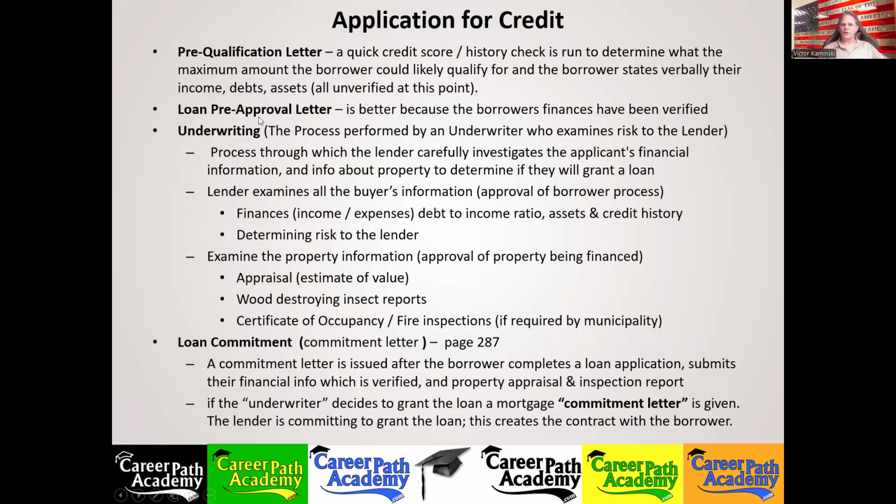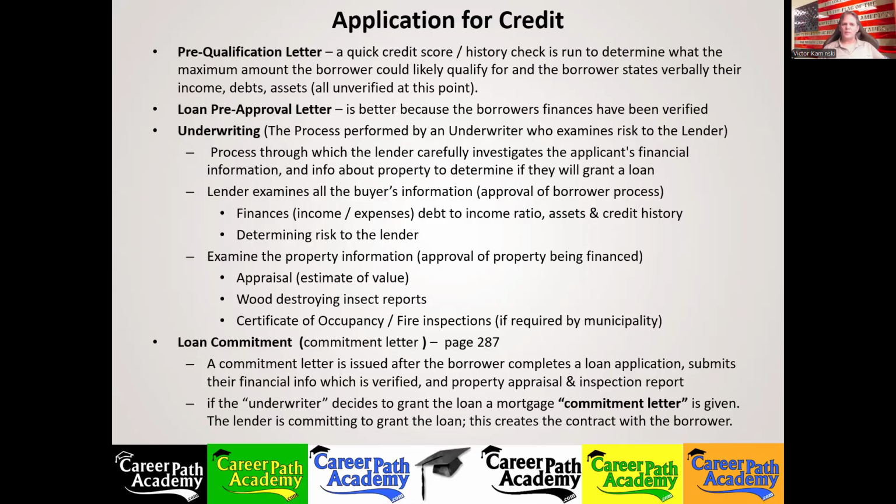Then you work towards getting a loan approval letter. And then it's got to go through underwriting, and then the lender gives you a commitment letter committing to giving the loan. So the pre-qualification letter is just they run your credit score, they check that history, you tell them how much you make, what your approximate long-term debts are, and based on that information, they'll determine if they're going to grant you the loan. And then they issue a pre-qualification letter. Now, so far, the only thing that's been verified is your credit report.